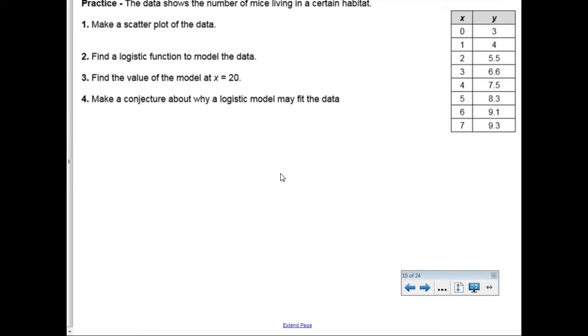So if we jump to this question, which represents the number of mice living in a certain habitat. Right away, if it's a nature problem, if I didn't know, I'd probably go with logistic growth, just because it's one of those nature problems. But they do tell you in a minute to find the logistic function. So first thing I need you to do is get your data entered into 2 lists. Because I already have my data entered, mine are going to be in list 3 and list 4, but you can put your data wherever you want.